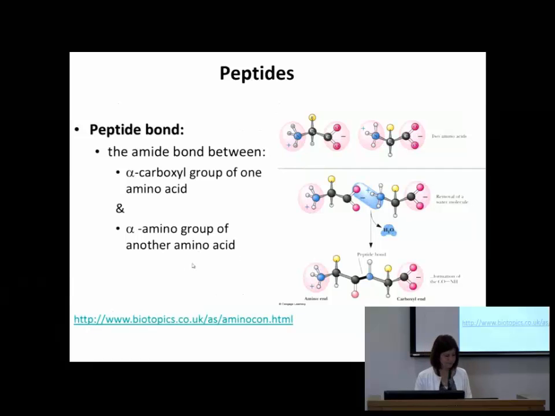Now that we've covered amino acids, probably more than you, did you ever cover amino acids like this before in any other class? No. Okay. Well, let's start putting them together.